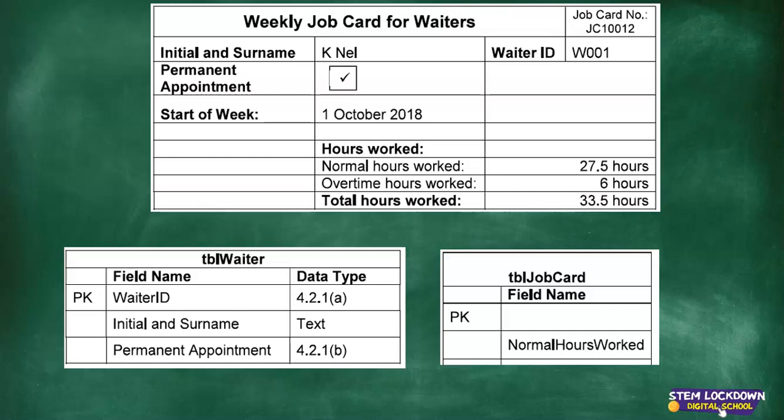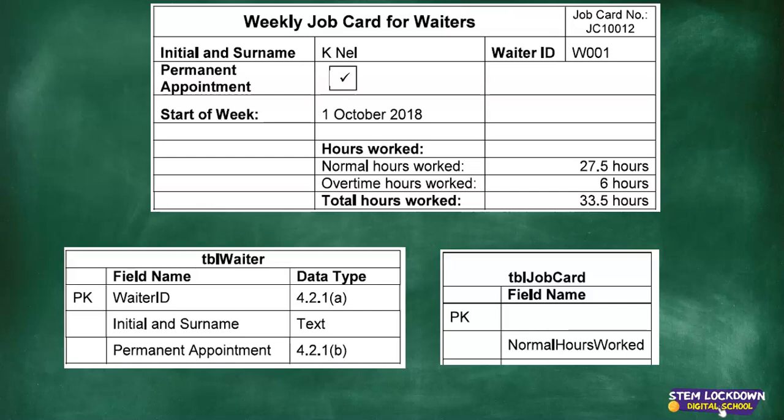Then they also asked you what would be the foreign key in TBL job card. So that is the field through which you would link. And one waiter will have many job cards, and the best is to use your primary key in your TBL waiter and link that with your TBL job card. So you would add waiter ID in the TBL job card table, and that will become your foreign key.